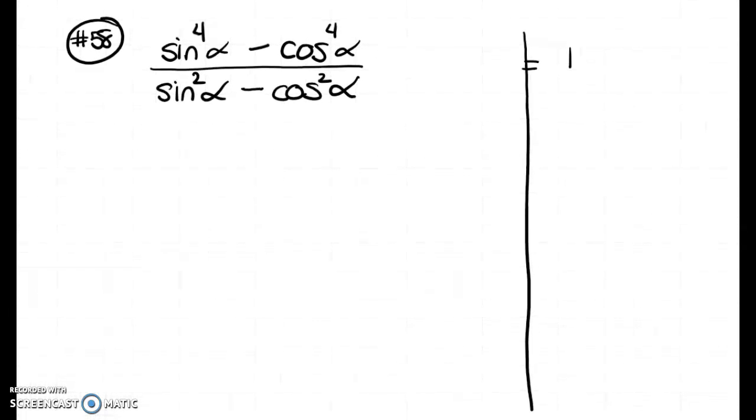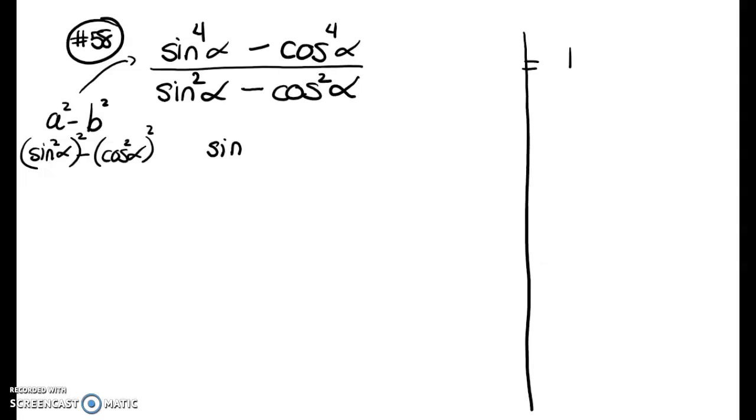Okay, well, this one's completely obvious which side we should start on. The left-hand side is way more complicated than the right-hand side. So I think what I'm going to do is start by factoring. Okay, so this is in the form of a squared minus b squared, right? A squared minus b squared. And in this case, a squared is sine squared minus b is going to be cosine squared alpha squared. Okay, so that's just a helpful hint for the numerator. So let's go ahead and factor that into a plus b, a minus b.